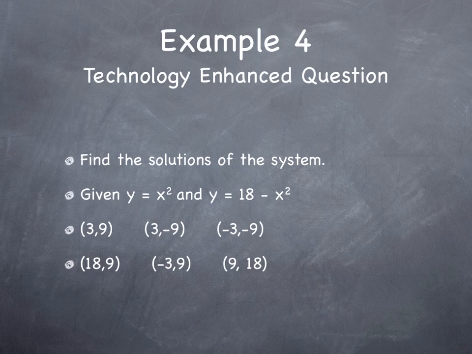Example 4 is also a technology-enhanced question, but it's a little more complicated than the previous one. In this one, we're asked to find the solutions of the system given that y equals x squared and y equals 18 minus x squared. In a technology-enhanced question like this, you'll be given a series of answers that are possible, and you'll be asked to select the ones that are correct. You must select each one, or the question will be counted wrong. If you select more or less than the allotted number of solutions, the question will be counted wrong.